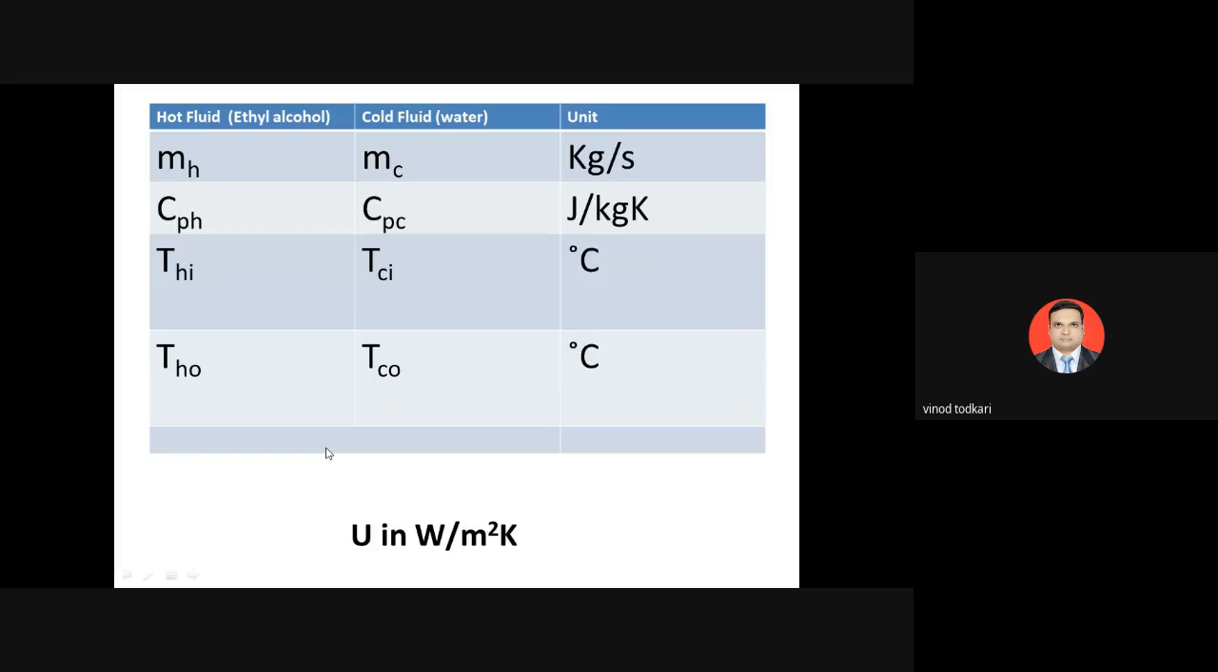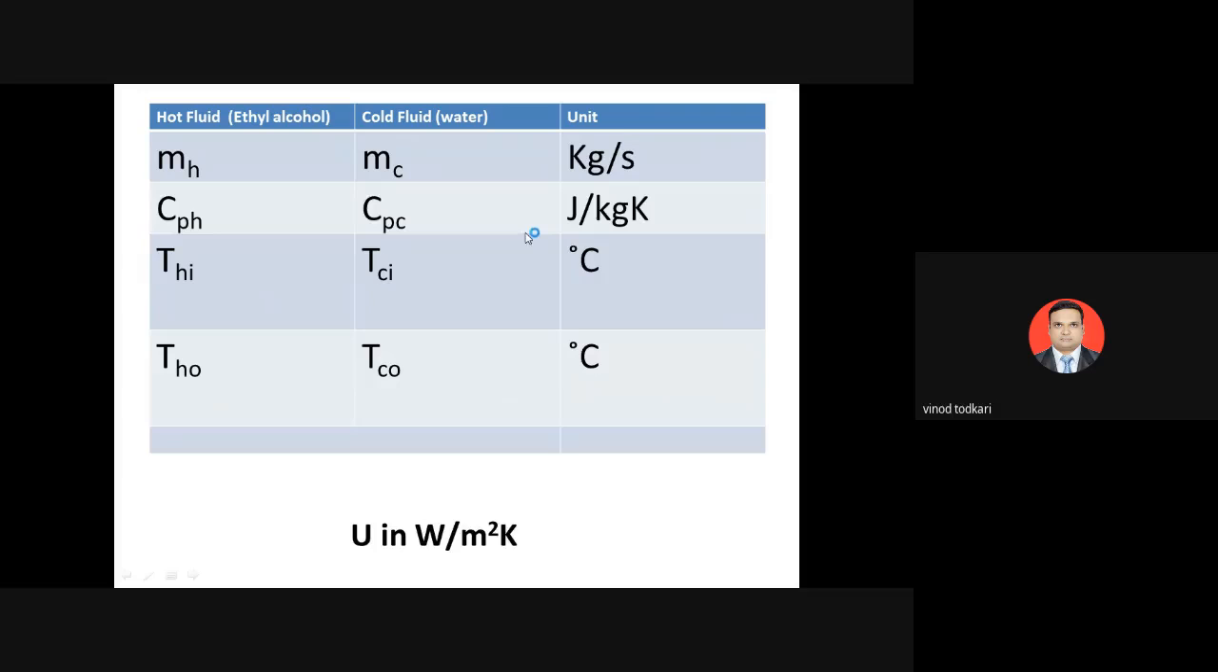Initially, we'll prepare the table. mh dot is given in kg per minute. We can convert it into kg per second. mc dot is given. Cph is given. THI, THO are given. Cpc is given. TCI and TCO are given. Now, Cp is specific heat. Its unit is joules per kg Kelvin. If it is given in kilojoules per kg Kelvin, we can convert it into joules per kg Kelvin. In this numerical, it is given in joules per kg Kelvin. Cph is given as 3810 and Cpc is given as 4178 joules per kg Kelvin. So we can write down these values, the values of THI and THO, and the value of TCI, which is 10 degrees Celsius.